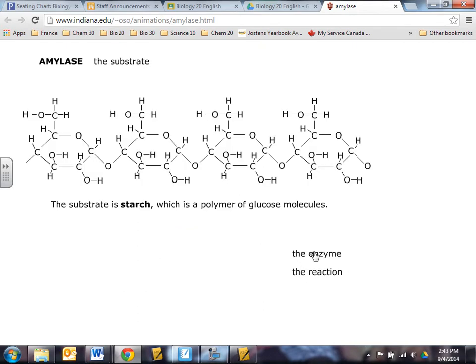The substrate, the thing that amylase is going to help have a reaction, is a molecule of starch. It's actually a whole bunch of glucose molecules put together. So if you look, remember that glucose or any other sugar usually has that sort of hexagon shape as its base. And so you can recognize that that must be a carbohydrate. So amylase is going to help starch perform a chemical reaction.